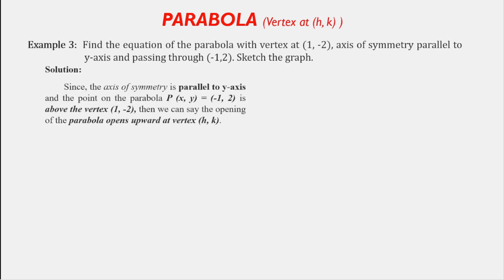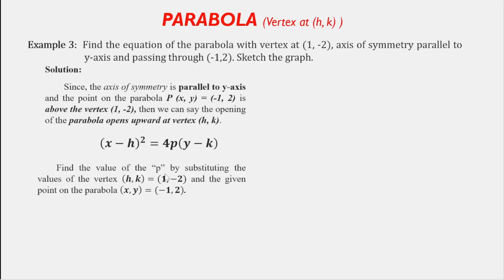Since the axis of symmetry is parallel to the y-axis and the point on the parabola, point P (x, y), which is coordinate (negative 1, 2), is above the vertex coordinate (1, negative 2), then we can say that the parabola opens upward at vertex (h, k). We are going to use now the standard equation of the parabola: the square of the quantity (x minus h) is equal to 4p times the quantity (y minus k).